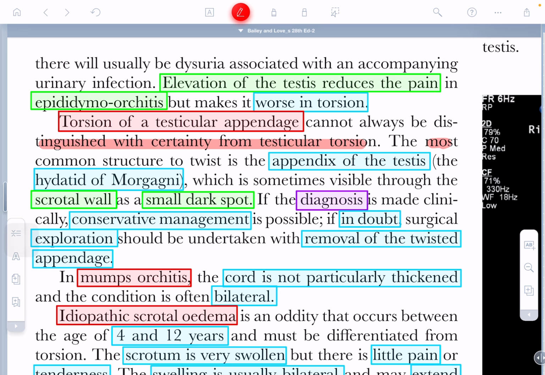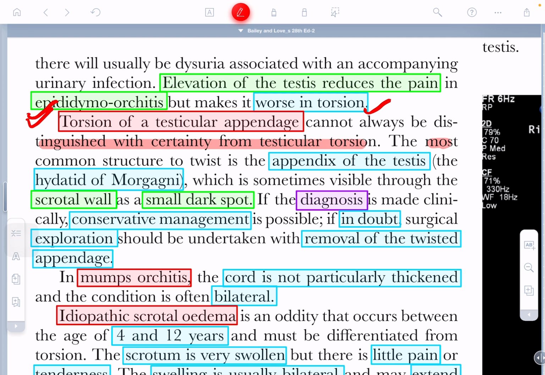Epididymo-orchitis. Elevation of the testis reduces pain in epididymo-orchitis, but it is worse in torsion. Just remember, testicular torsion pain cannot be reduced by elevation or any maneuver. In epididymo-orchitis, we give scrotal support so that the patient feels less pain. Next is torsion of the testicular appendage.